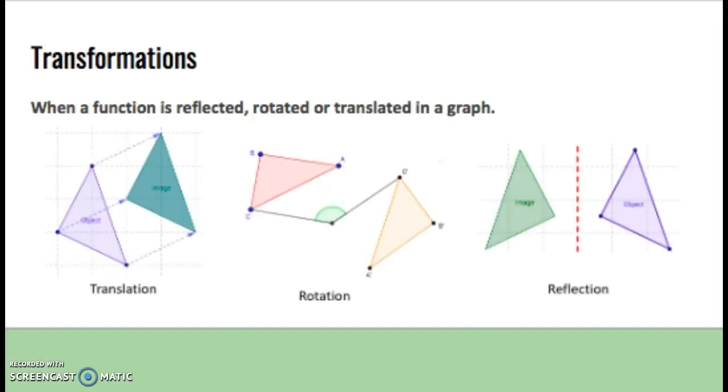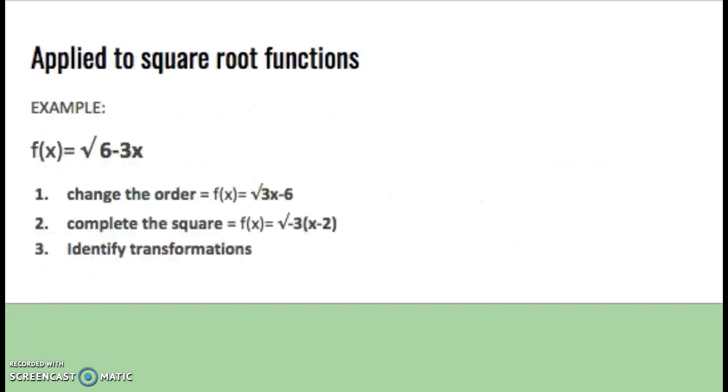So, transformations. Transformations is when a function is reflected, rotated, or translated in a graph. This is the reflection, the rotation, and the translation. We will learn how to make the parent function translate, rotate, and reflect depending on the equation that is given. So now we're gonna apply it to the square root functions.